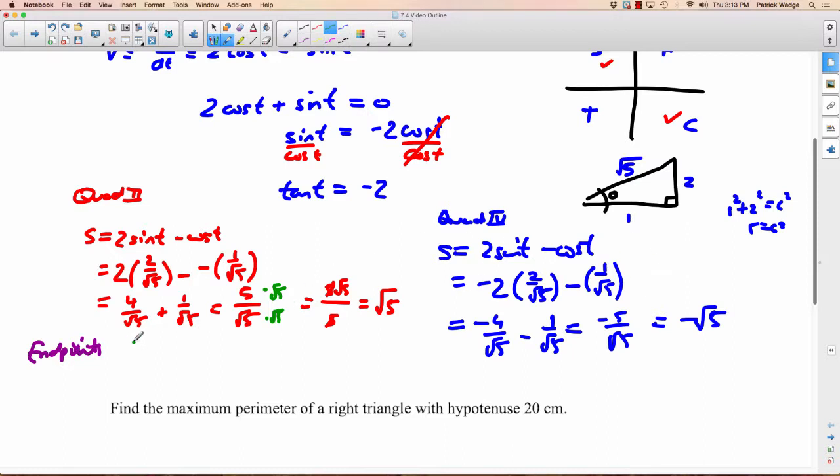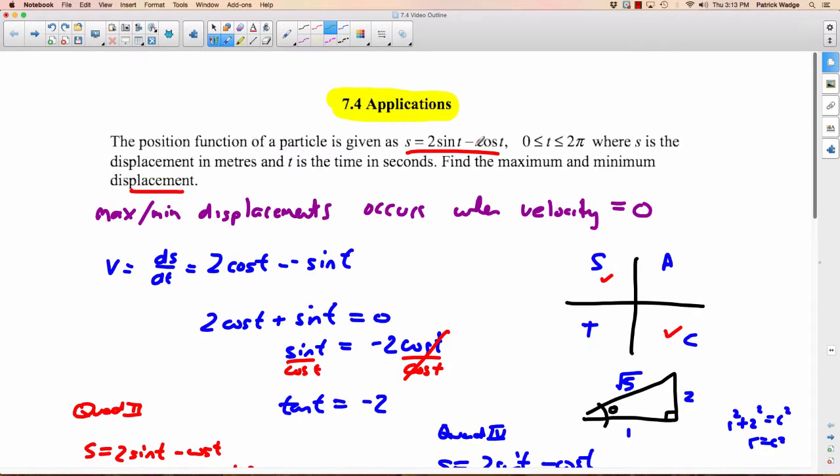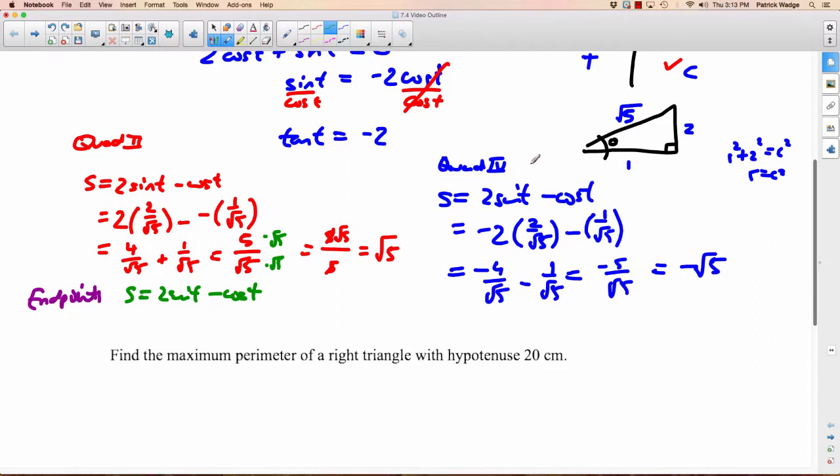So we're going to use that same function, s equals 2 sine t minus cosine t. One of the endpoints is 0, so we're going to plug 0 in there. We get 2 times sine 0 minus cosine of 0. Sine 0 is 0, so we get 0 minus cosine of 0, which is 1. 0 take away 1 is negative 1.